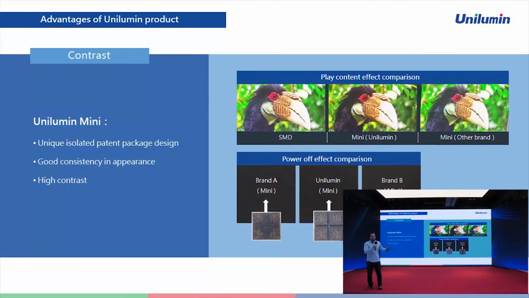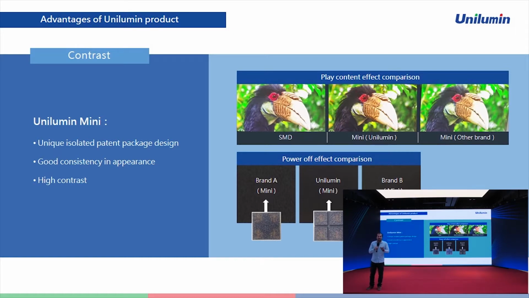We know that many companies have Mini products. Then what is the difference with the Unilumin Mini? We did a comparison test with the other Mini brands. As you can see from the photo below, Unilumin Mini is more black and the appearance more consistent when the screen is powered off. For brand A, the surface color of each Mini LED is different. Some are black and some are yellow, which leads to a very poor appearance.